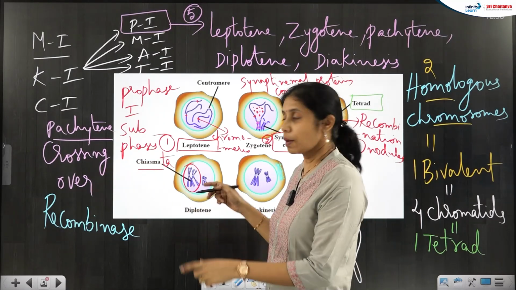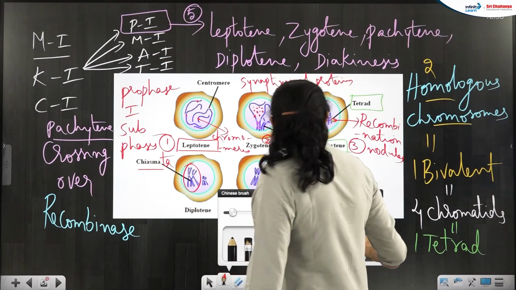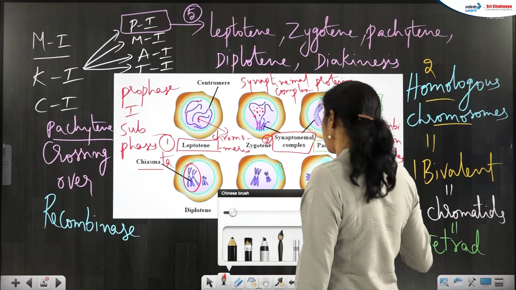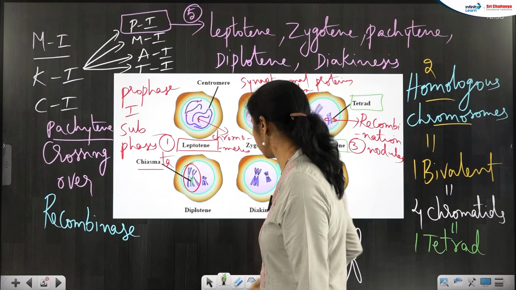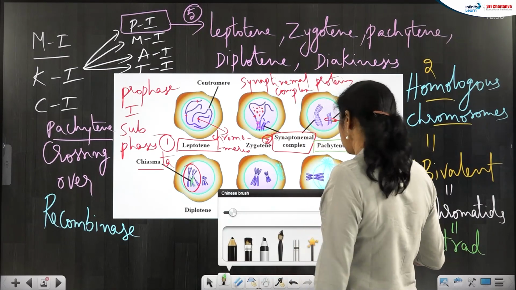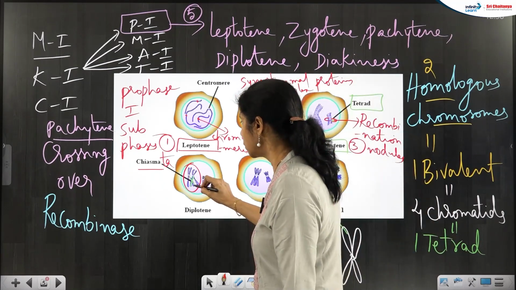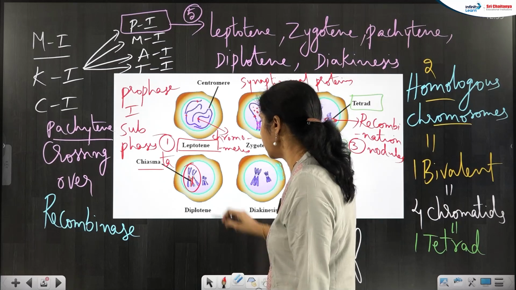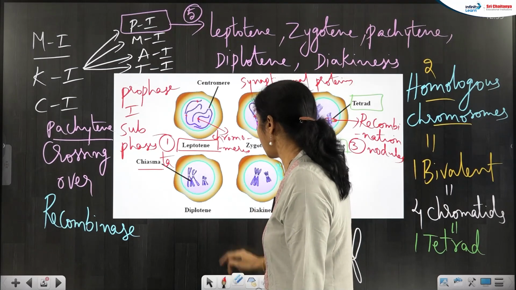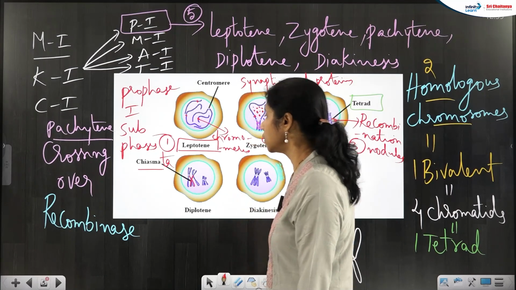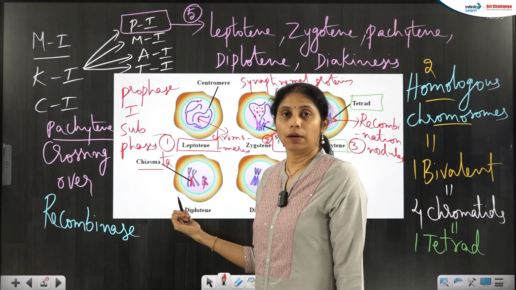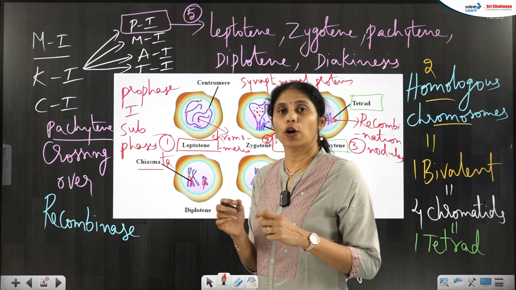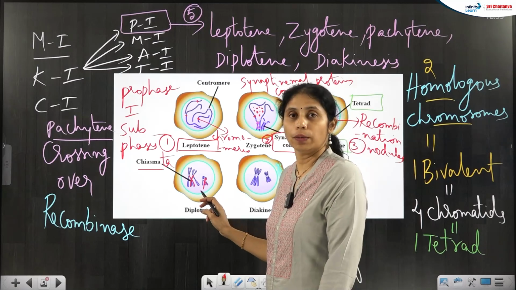So when they are trying to separate, you can see they will form X-shaped structures. X-shaped structures you can see very clearly. This is the X-shaped structure which is formed, and these X-shaped structures are called chiasmata. They indicate the sites or points of crossing over.